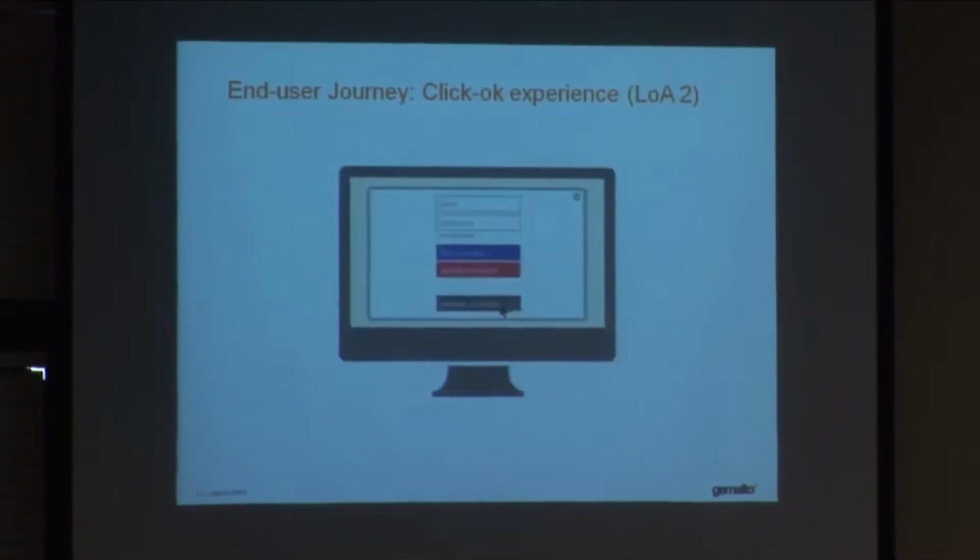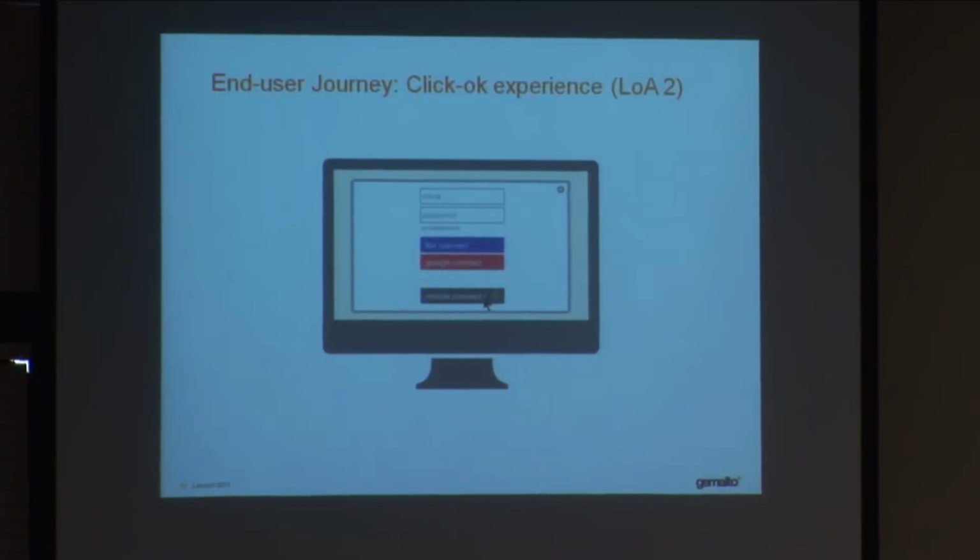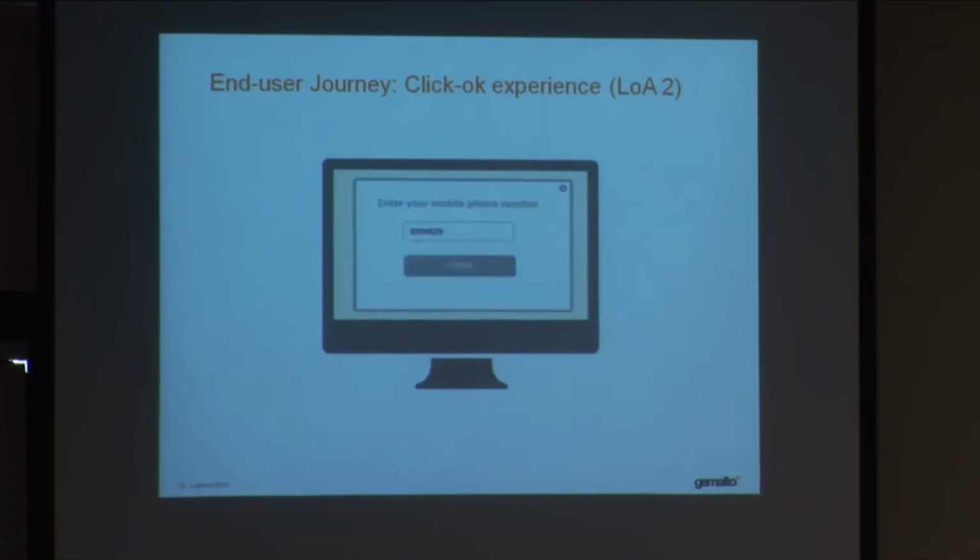Okay, so that's kind of the overall view. So now let's go a little bit more into the detail of the end user journey. As we just saw, first let's look at the level of assurance for the click OK user journey. That's what we discussed: the service provider page with a traditional login, and then in there we'll have an additional button for the Mobile Connect option. The user will click on that and will be redirected to an identity gateway or identity federation solution, where he will enter his phone number or some other user identifier.